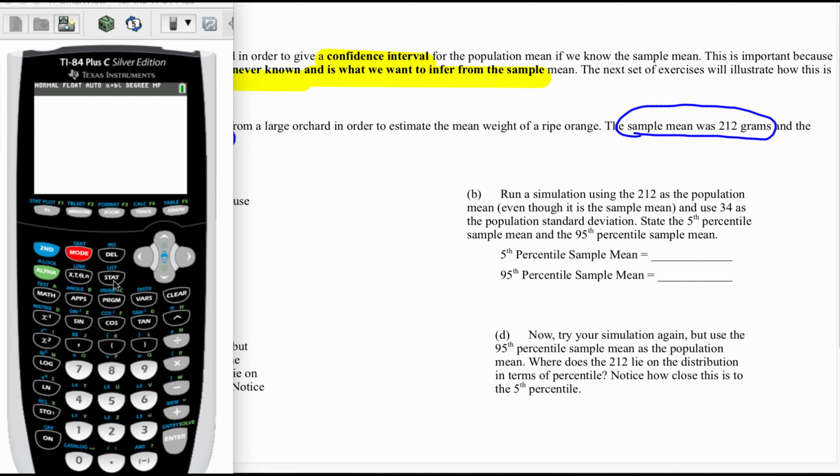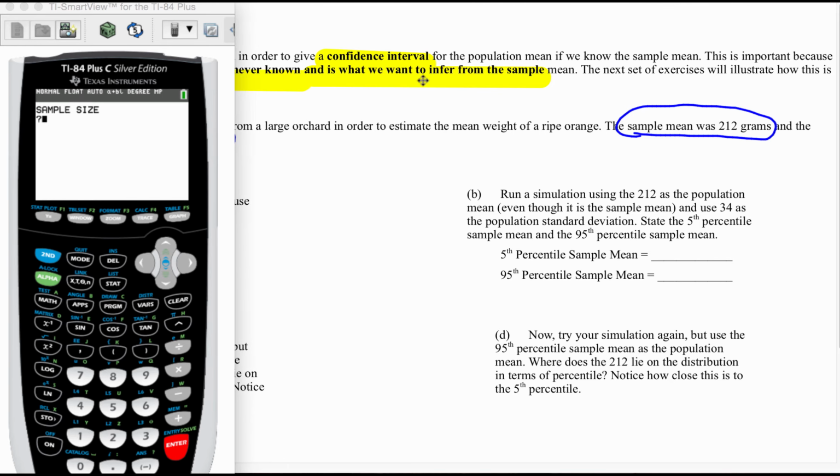All right, I'm going to go into program. We're going to take our sample of norm, because we're looking at a normal bell curve, and we said the mean was 212. And we said the standard deviation is 34. Sample size. I'm going to take the same sample size, a sample size of 50. And I'm going to do 100. And there it goes. Okay, I'll be back in a few.